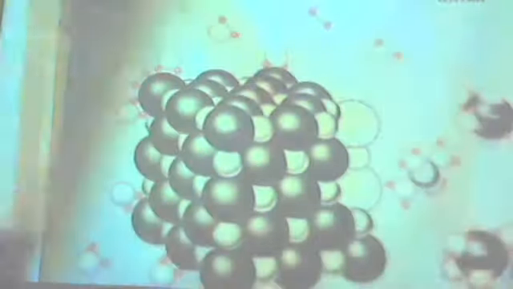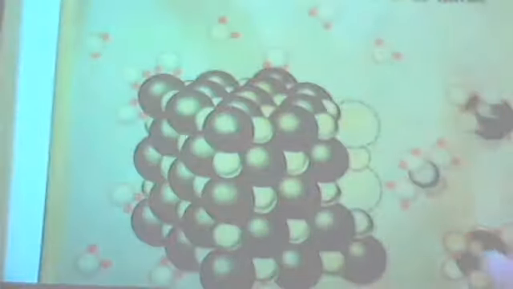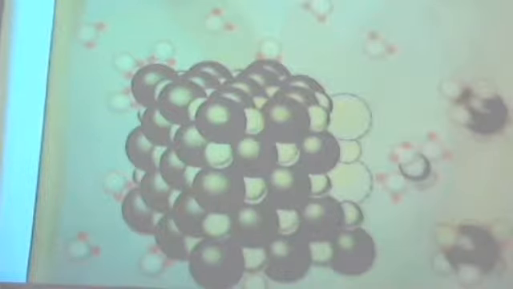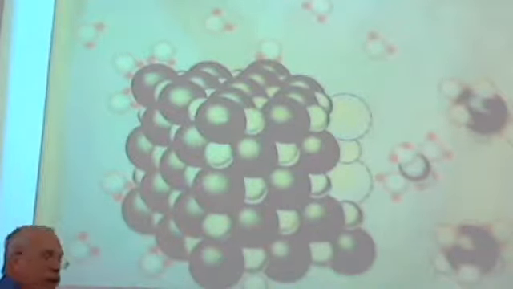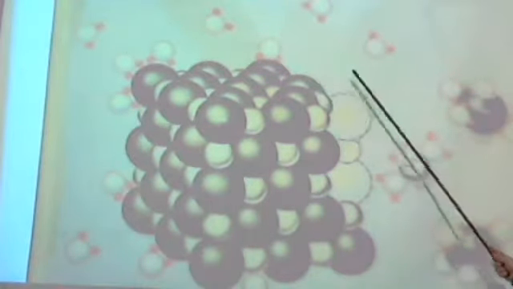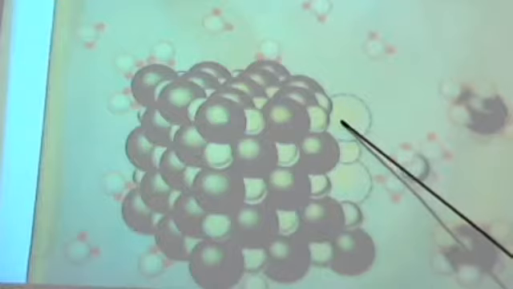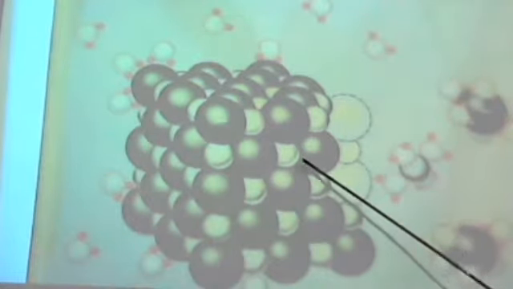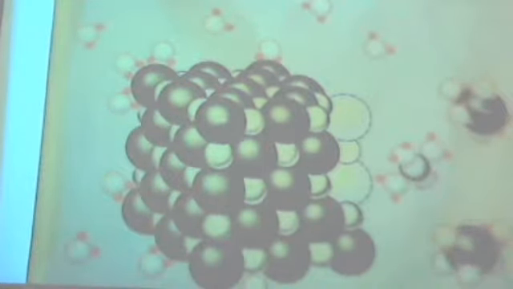But the salt does interact with the water and does separate into these individual ions. Now, this is an old slide. It's a little bit hard to see, but you can actually see where the water is coming in here and causing these particles that were part of the crystal structure to leave the crystal structure. And they exist as single entities in the solution.